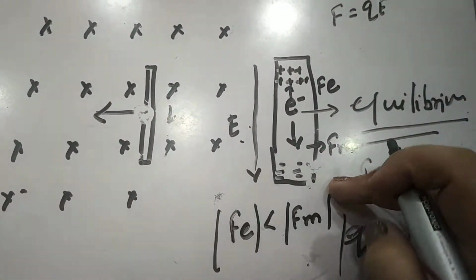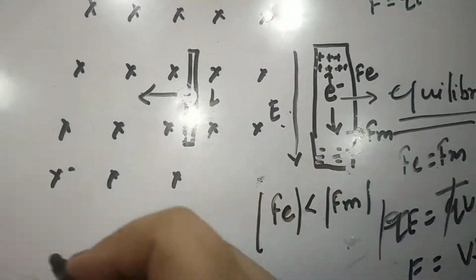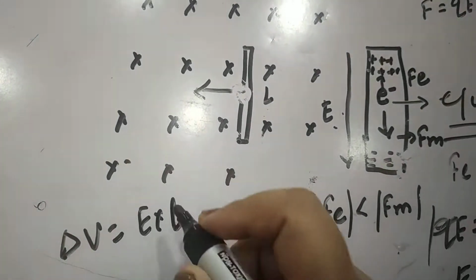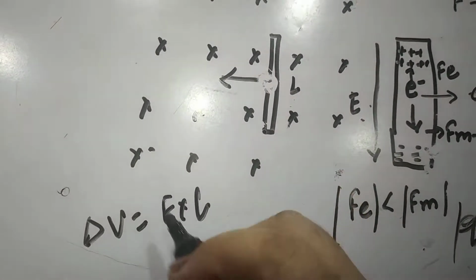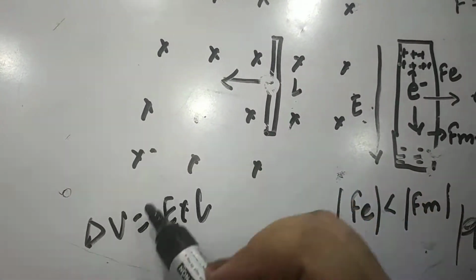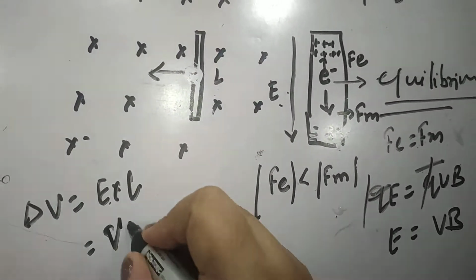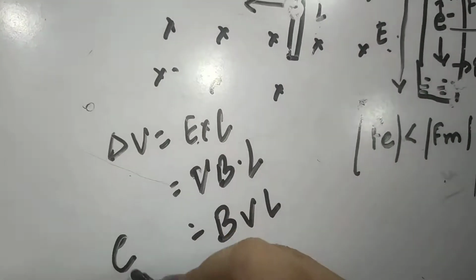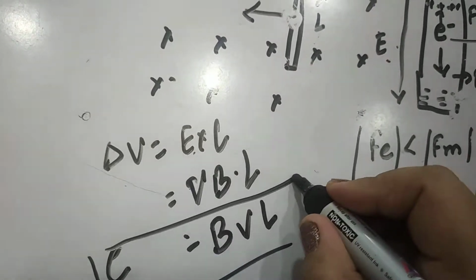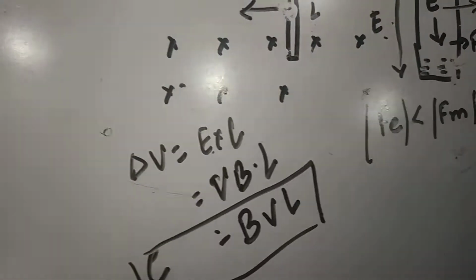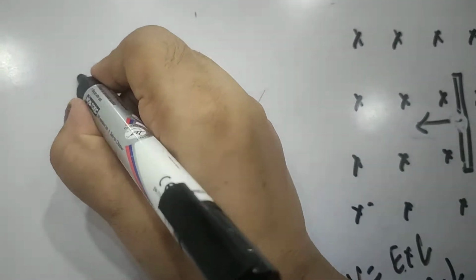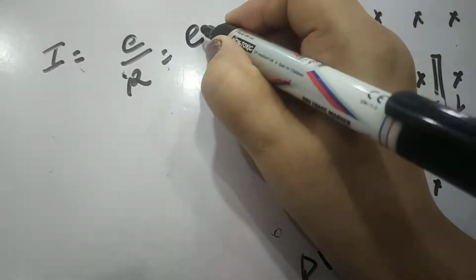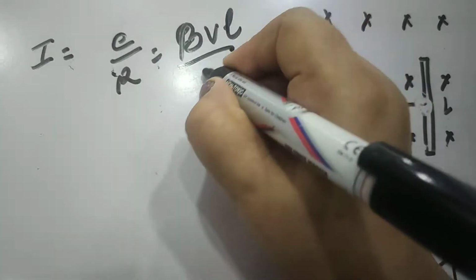Now we can see that some potential difference is created. Let the small potential difference V be given by E into L. We know the formula E is equal to dV by dr, so from that delta V is equal to E into L. Now E is VB, and with L, BVL is the value of EMF generated. And if R is the resistance of the conductor, the induced current I is given by E by R, which is equal to BVL by R.